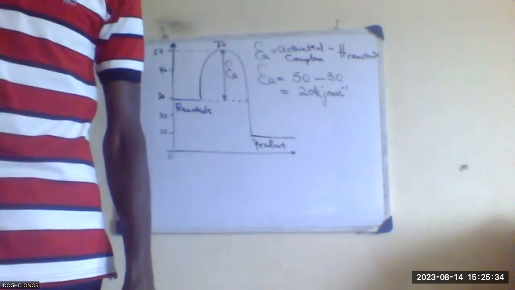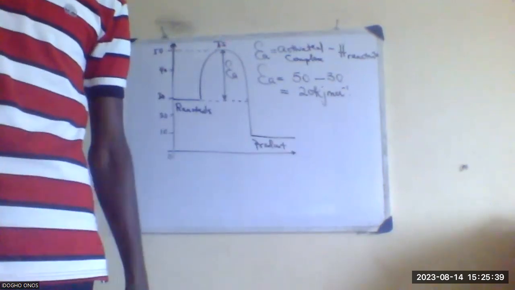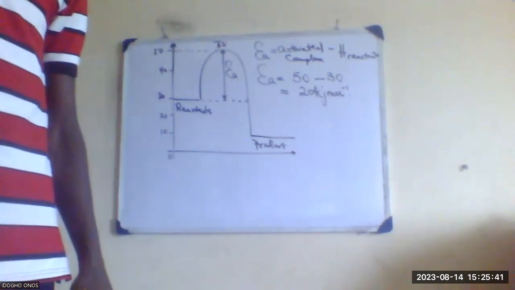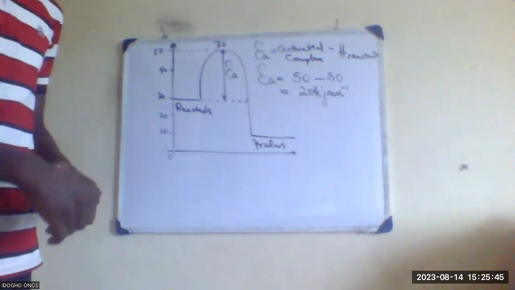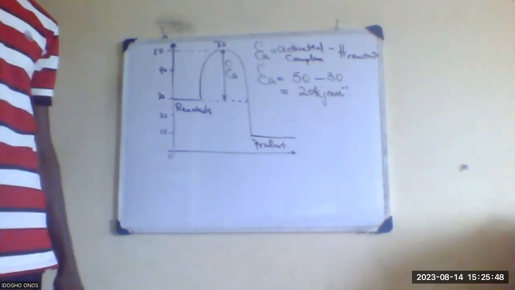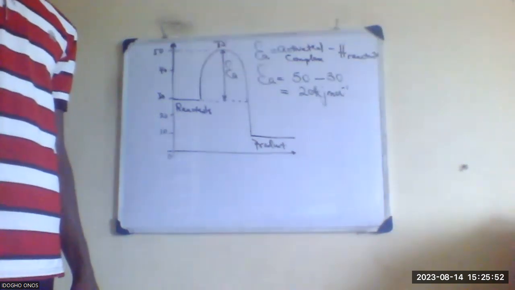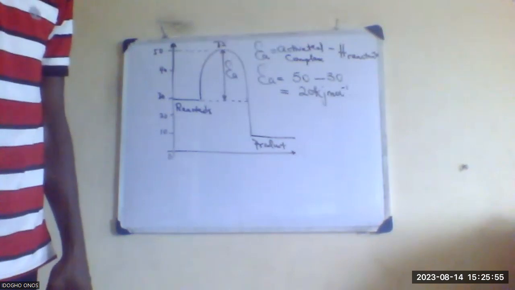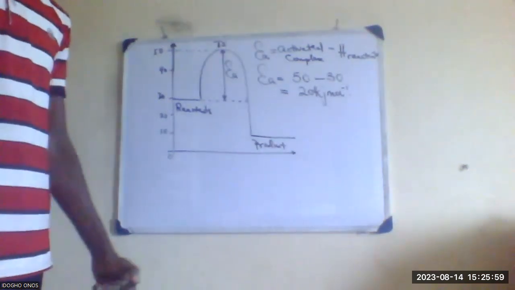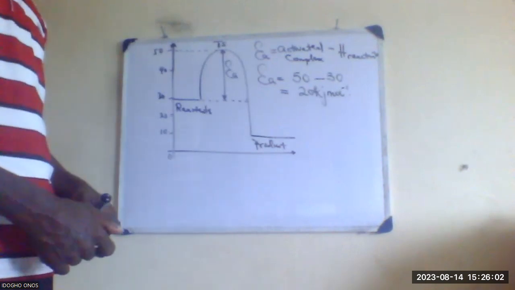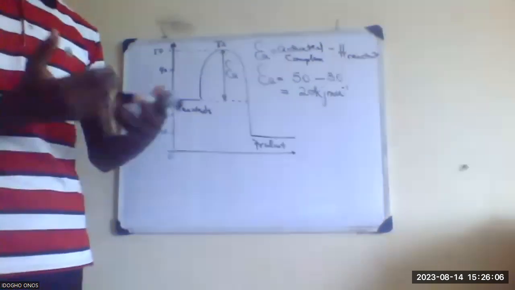Factors affecting the rate of a chemical reaction. Can anybody help me with one of those factors? Temperature. Okay, thank you. Pressure, thank you. Concentration. Thank you. As you are listening, you're writing them down.